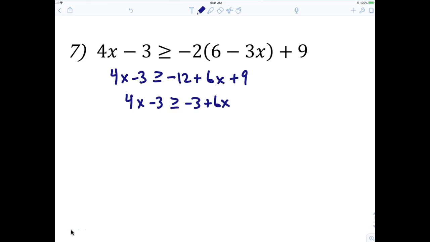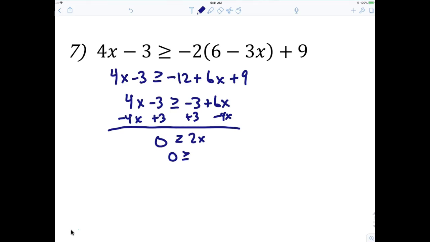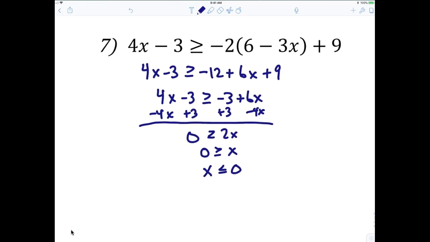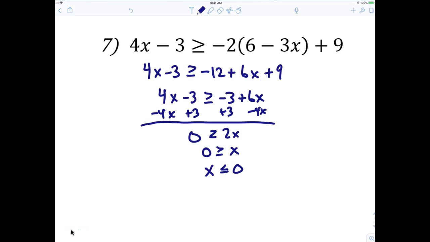Now, if I subtract 4x and add 3, it looks a little awkward, but 0 is greater than or equal to 2x, right? So 0, everybody okay with that? Less than or equal to 0, right? Come on now, this was a hard one, okay? This is a really, really good review problem. So please speak up.